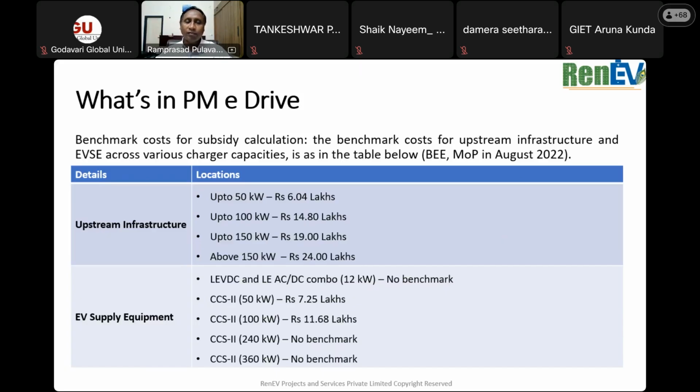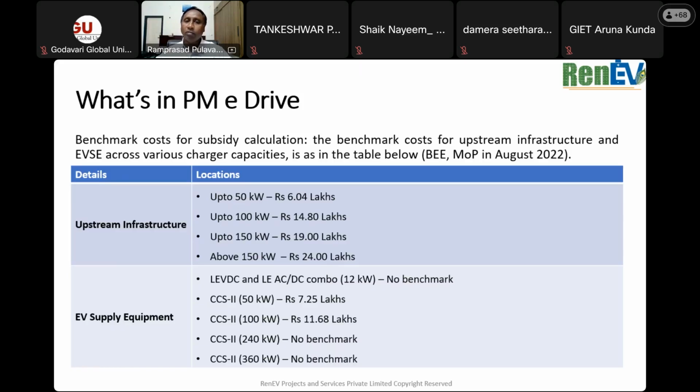So if I'm having a 150 kW separate connection for an electric vehicle charging station, Government of India is going to give me 19 lakhs. So the cap here is 24 lakhs, the maximum amount you can get for a single location. Then again, electric vehicle supply equipment.